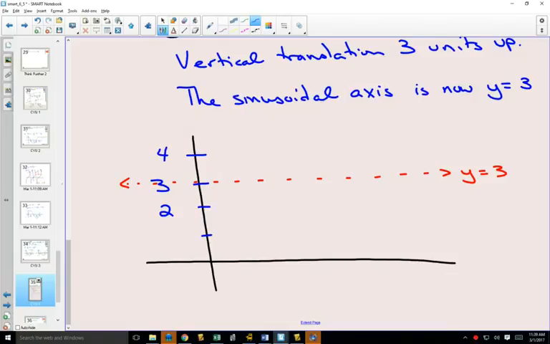We can label our period. This one has no b value, so it starts with a normal period of 2 pi and split that into 4 equal sections. And then we ask ourselves about our starting point. Where's the starting point for sine?